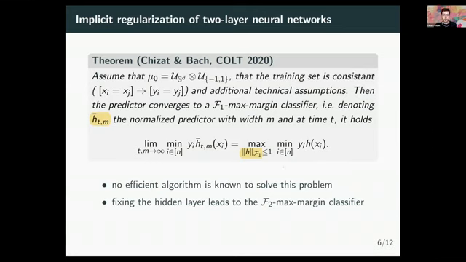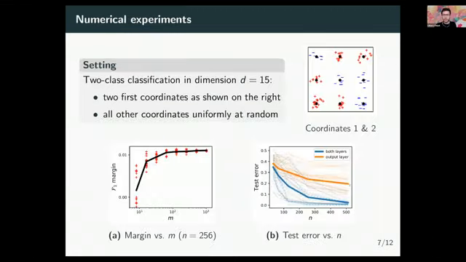And another comment is that if we do the same training dynamics, but instead of training both layers of the neural network, we only train the output layer, then we can show, and it's a much simpler result that can be, in fact, a consequence of the results I've mentioned previously, that we converge to a max margin classifier for the F2 norm. So we have these two types of implicit regularization, depending on whether we train both layers or just the output layer. So let us see what it looks like in practice.